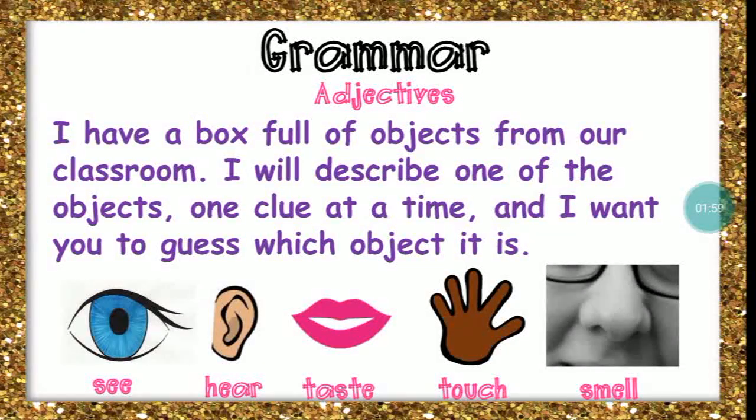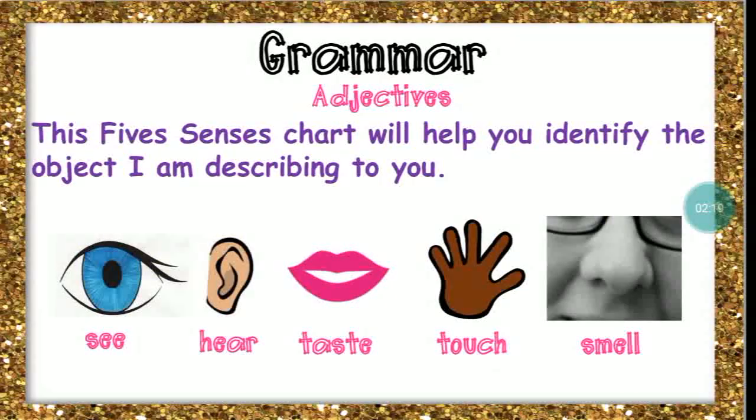So I will be using some objects. I told you this activity will be done in the classroom. So I'll be getting some objects, and I will describe one of them. Then I will take one clue at a time, and I want you to guess which object it is. Okay? This five senses chart will help us to identify the object I am describing to you. I have lots of charts here.